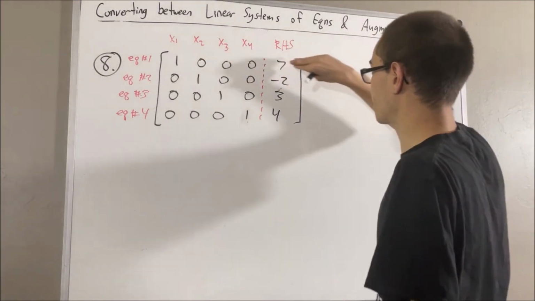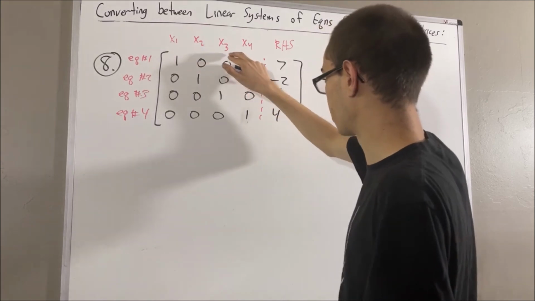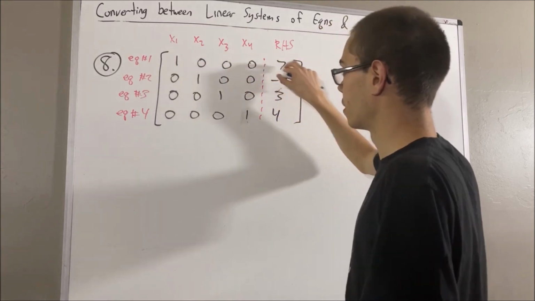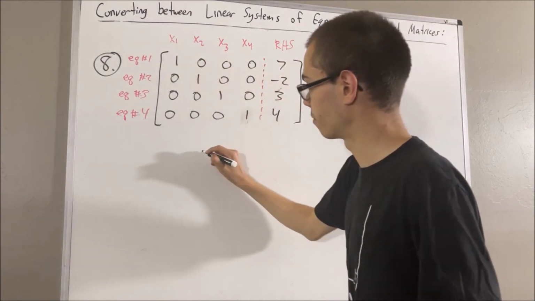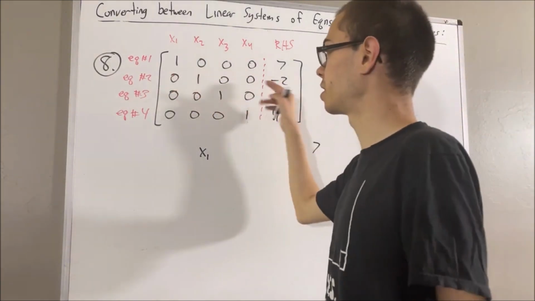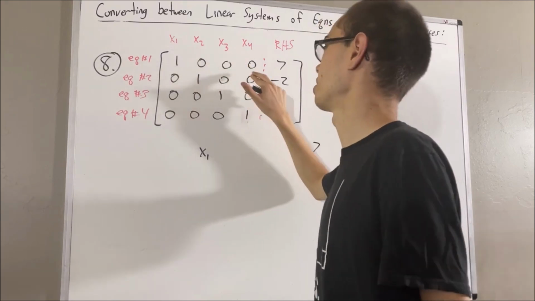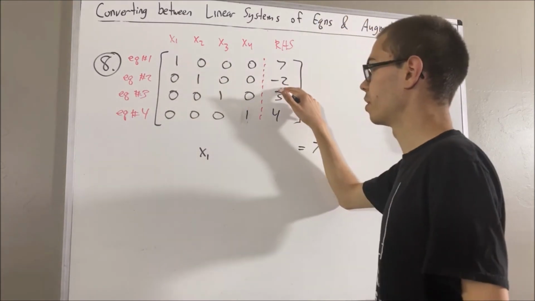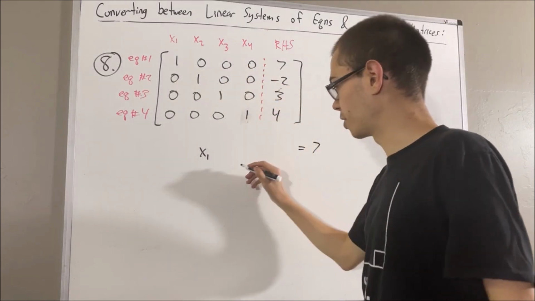Starting with our first equation, we see that it's going to be 1x1 plus 0x2 plus 0x3 plus 0x4 equals 7. Now, you could probably easily see that as just x1 equals 7. As for our second equation, we see it's going to be 0x1 plus 1x2 plus 0x3 plus 0x4 equals -2. Right? You could probably immediately see that as x2 equals -2.